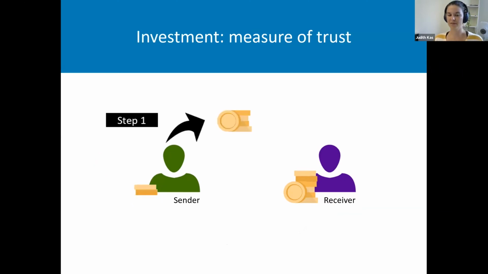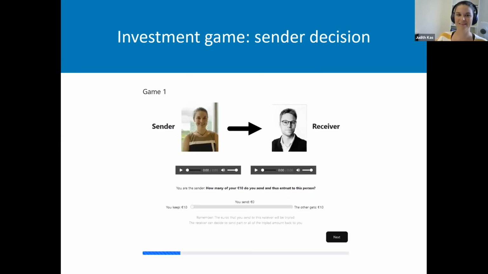However, the sender's decision is a measure of trust, because the sender will only send something to the receiver if the sender believes that the receiver will at least return the same amount, because the receiver can always choose to just keep everything and not return anything, and then the sender is clearly worse off than if the sender would not have sent anything. So we use this trusting decision to measure actual discrimination, and I'll explain that in a bit.